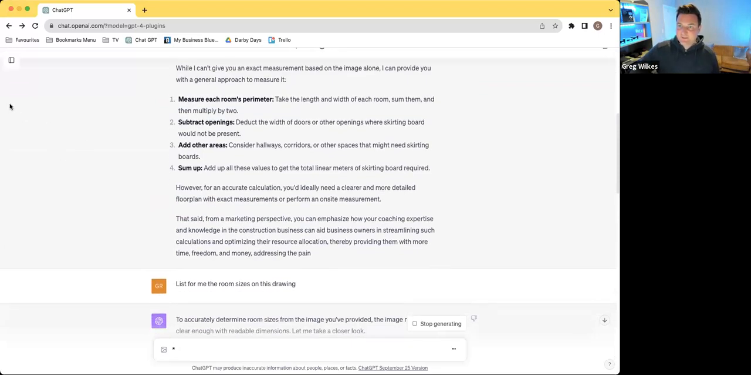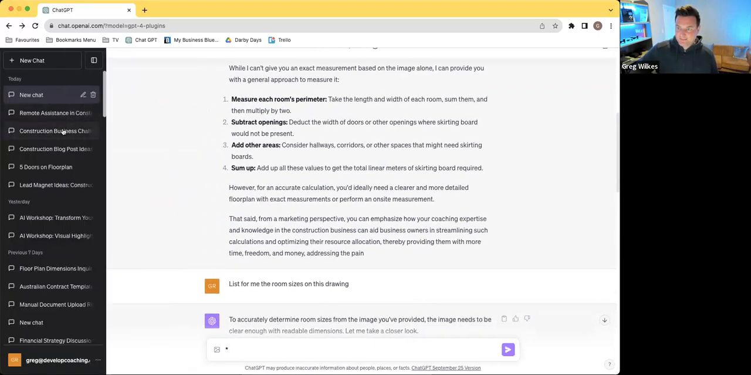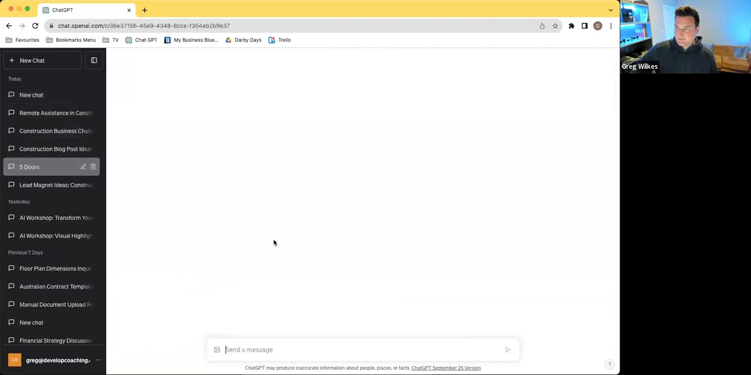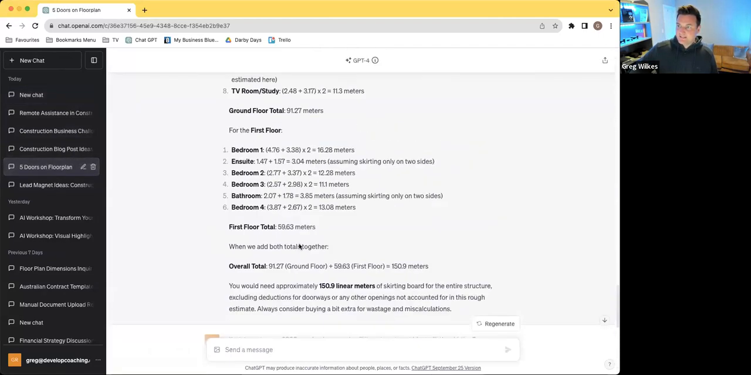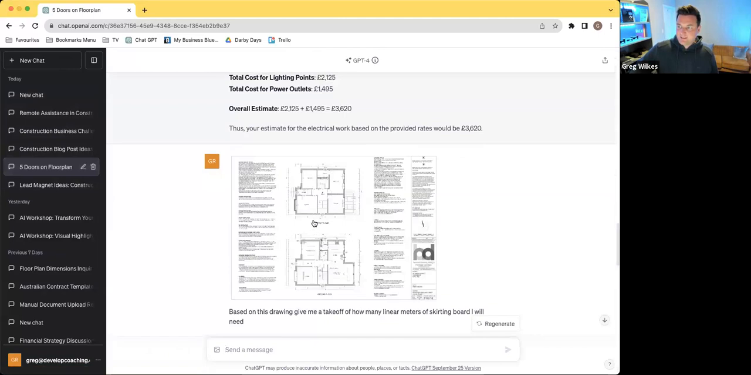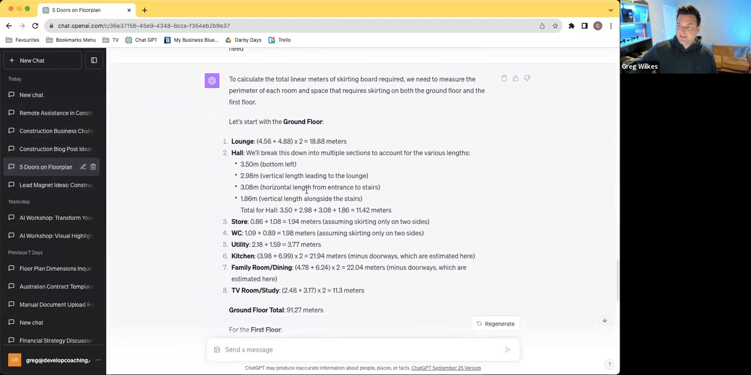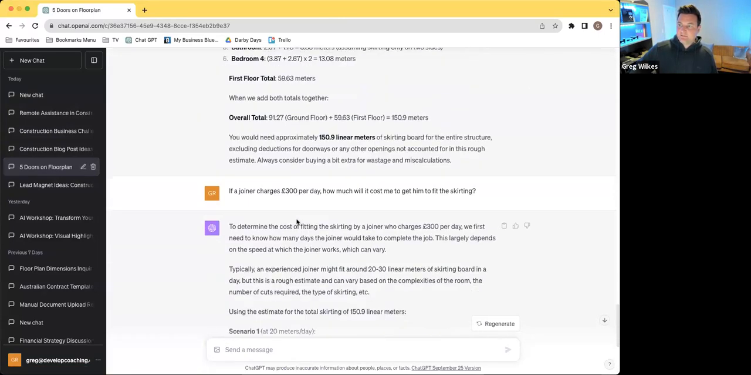In fact, I can show you how it works, because I've got the old plan in here. So where was it? I think it was that one here. And basically what it worked out for me is it worked out the sizes on this drawing. And then I asked it, now you know the sizes.